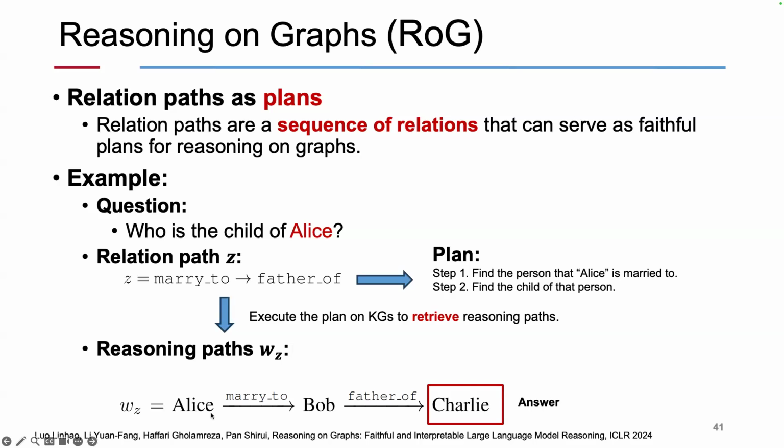We can execute this plan on the graph to find a final reasoning path. Basically, we place the entities into the relation path and get a final reasoning path. So Alice is married to Bob, and Bob is the father of Charlie. So definitely Charlie is the final answer.